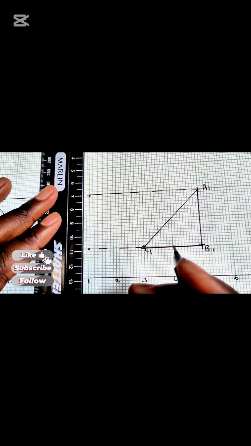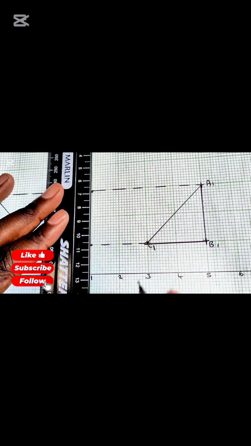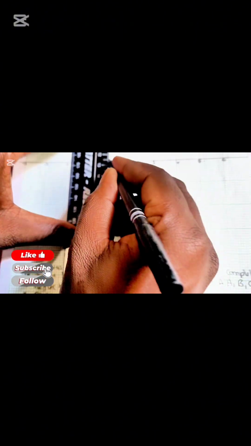So 1, 2, 3, 4, that's the midpoint. Then C to C1, 1, 2, 3, 4. So the midpoint is right here. Meaning this line right here is our mirror line, or our invariant line.